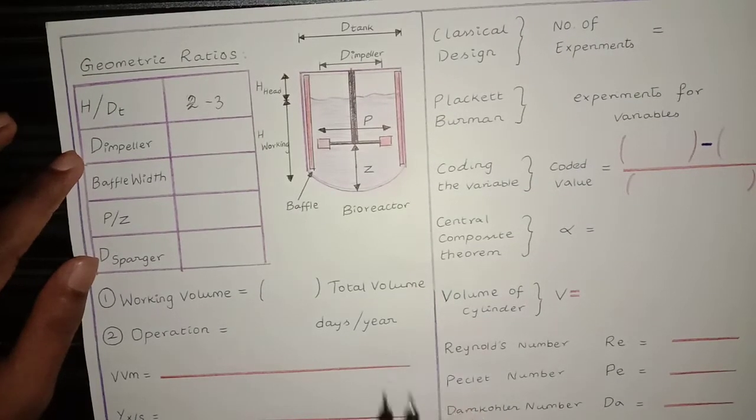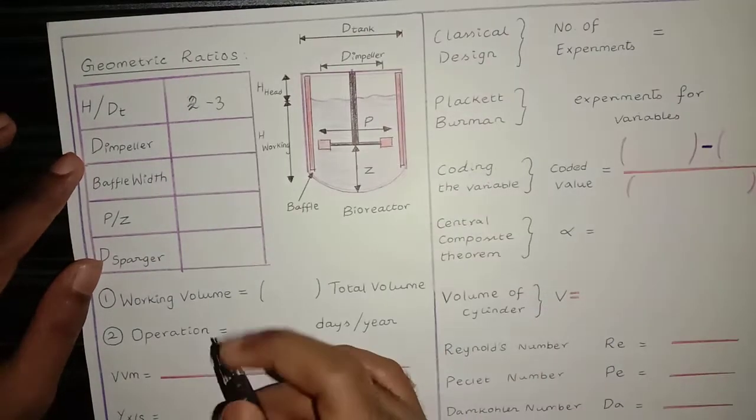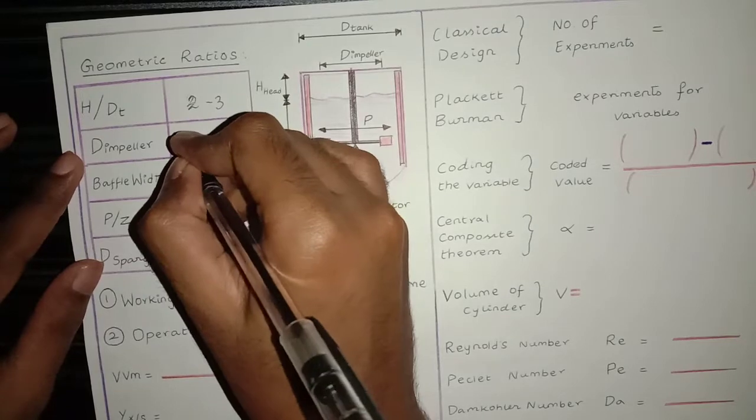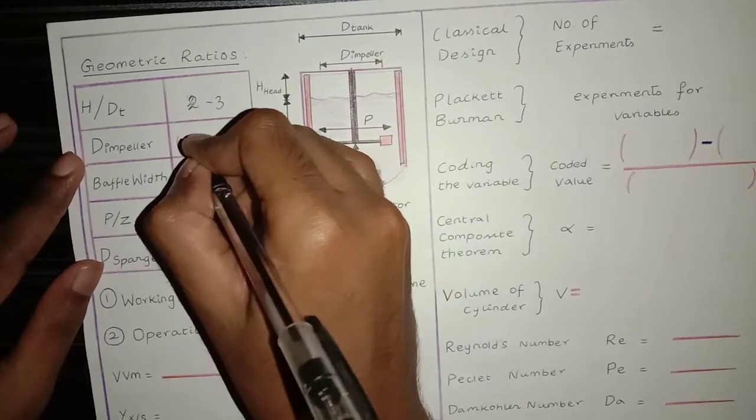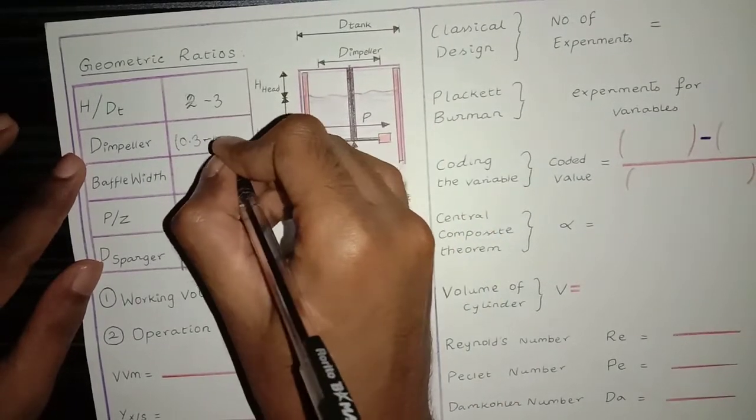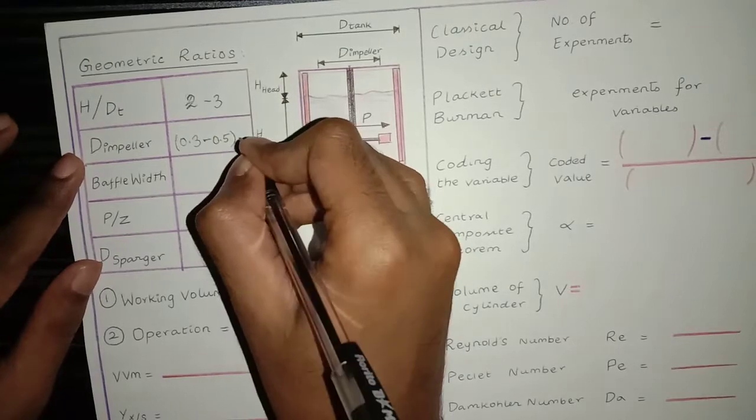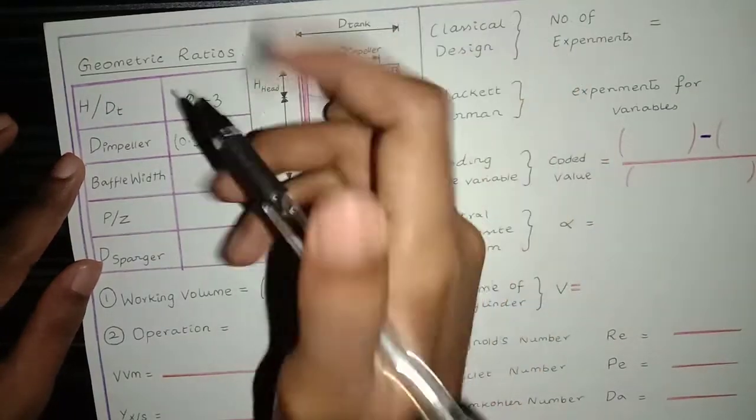Next, the diameter of the impeller. The diameter of the impeller should be one third or one half of the diameter of the tank, that is, in the range 0.3 to 0.5 times the diameter of the tank, dt.